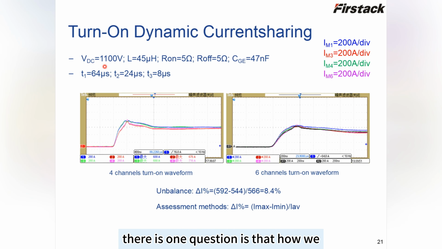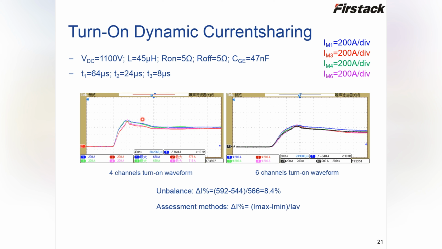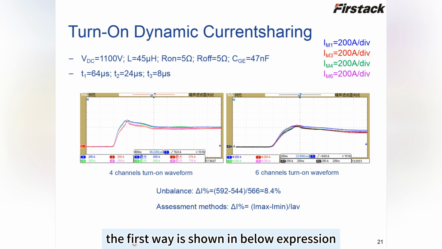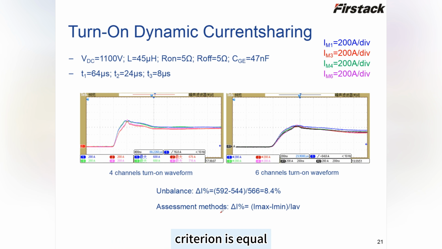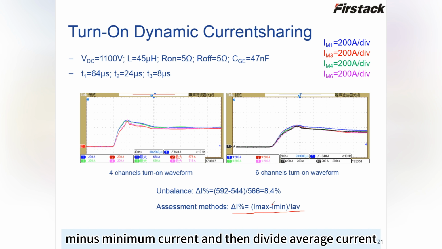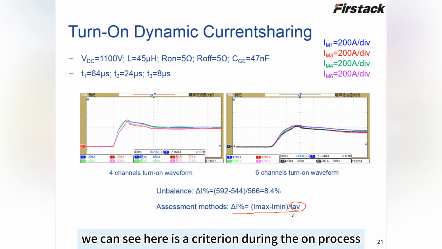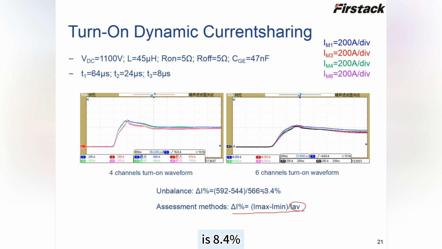There is one question: how do we evaluate the current sharing performance? Is there any quantification method? Normally, during the test, there are 2 ways to quantify it. The first way is shown in the expression below. The current sharing criterion is equal to I max minus I min, the maximum current minus the minimum current, and then divided by the average current. By this way, we can see the criterion during the on process is 8.4%.